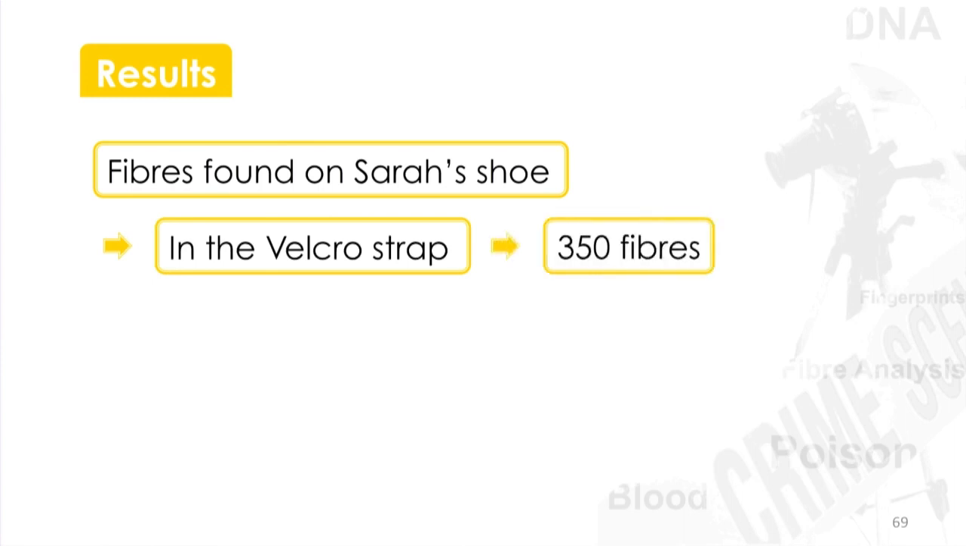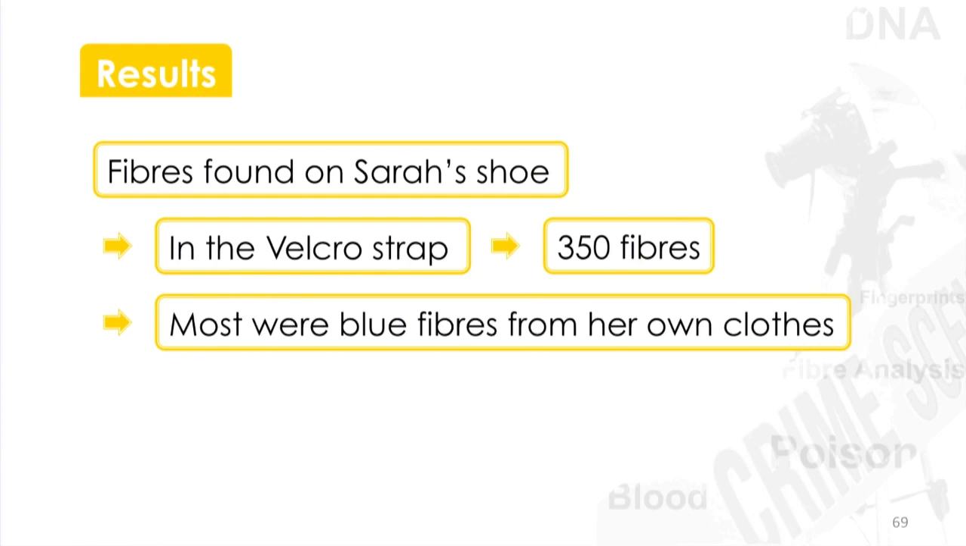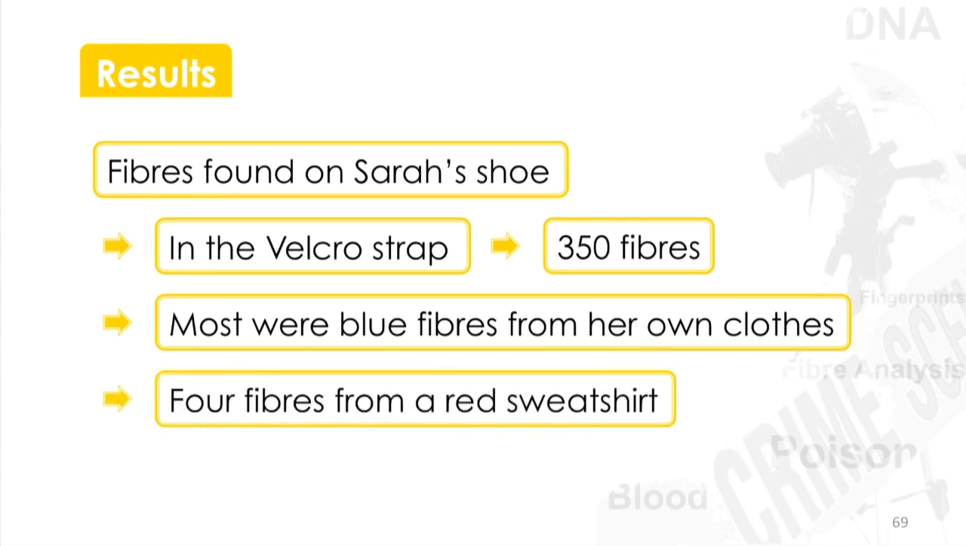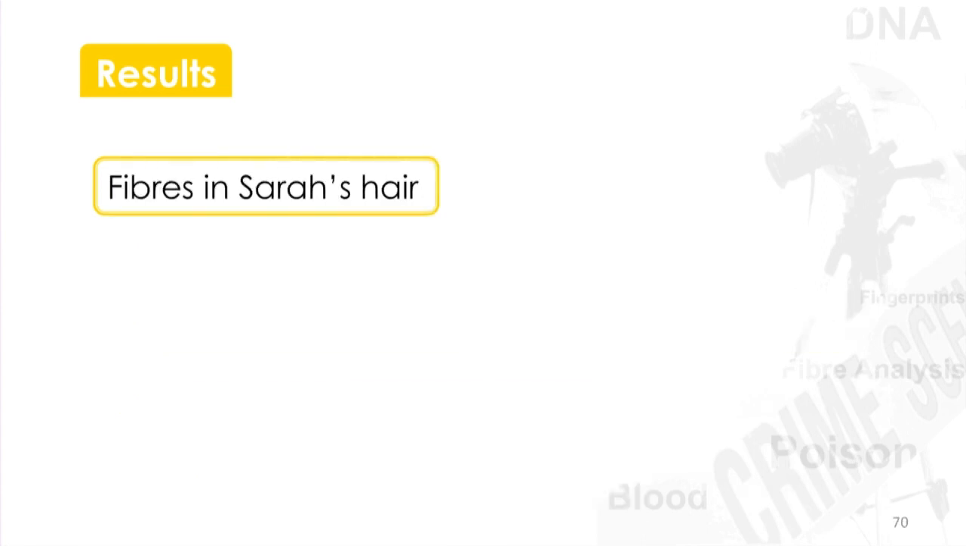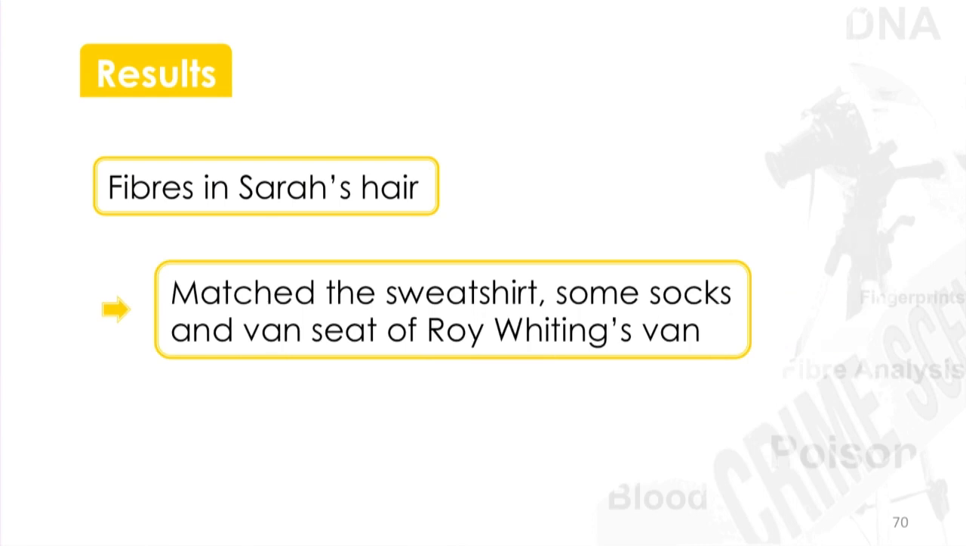But most of those fibers had no evidential value at all because they were fibers from her own clothes. However, amongst those 350 fibers, they found 4 fibers which came from a red sweatshirt owned by Whiting. Now, how did they know that the sweatshirt was Whiting's? Because they could get DNA from the sweatshirt, and that proved it was his. In addition, they were able to find fibers in Sarah's hair, and these variously matched the sweatshirt, some socks, and the van seat of Whiting's van.